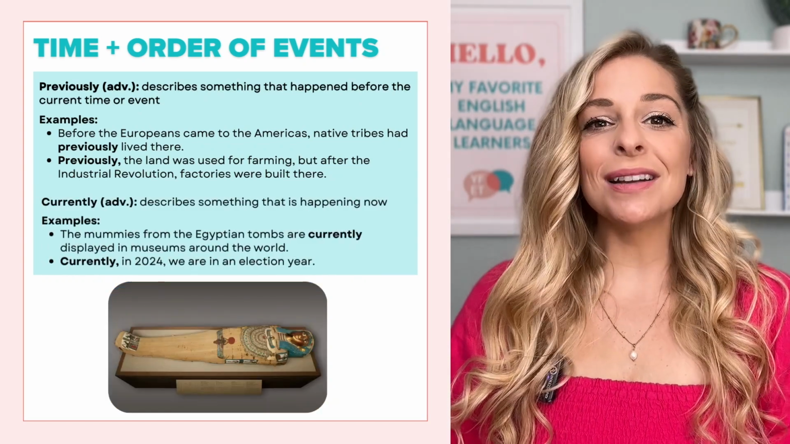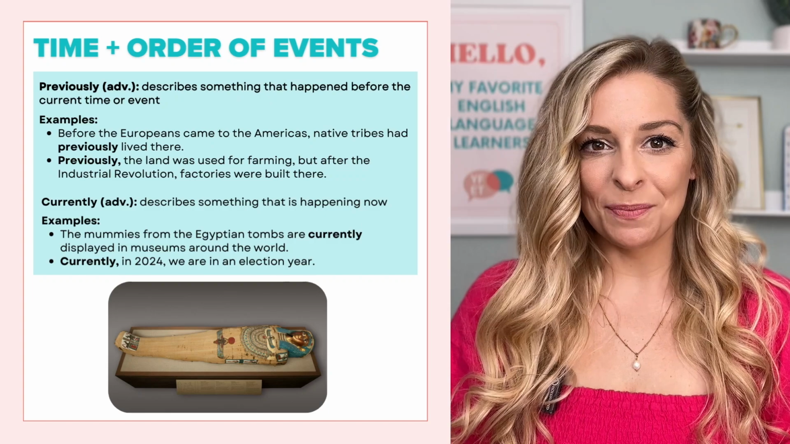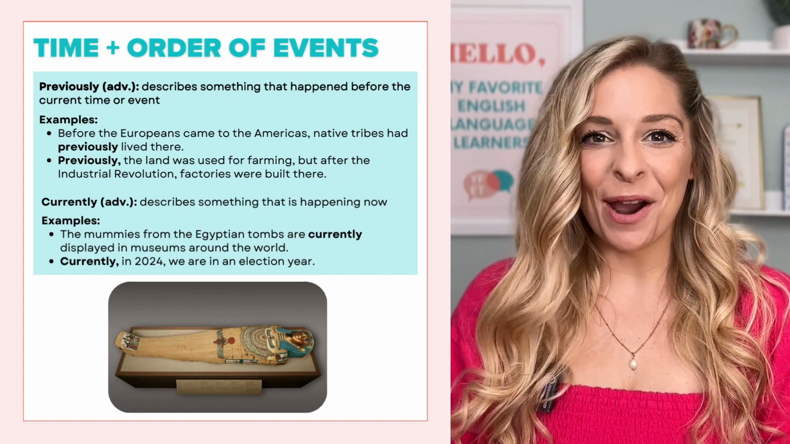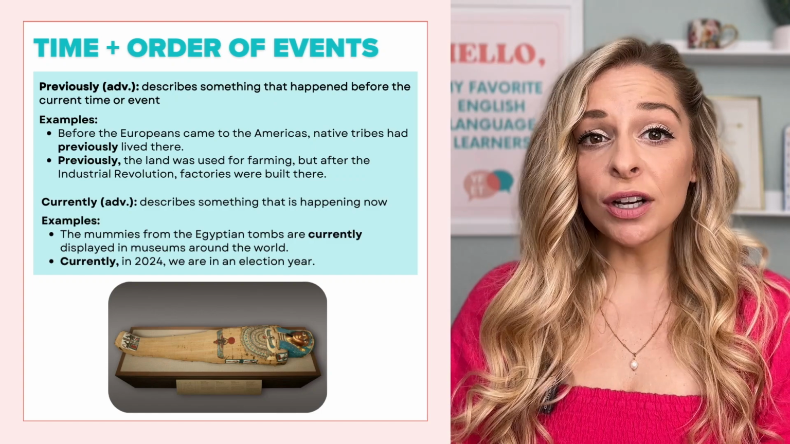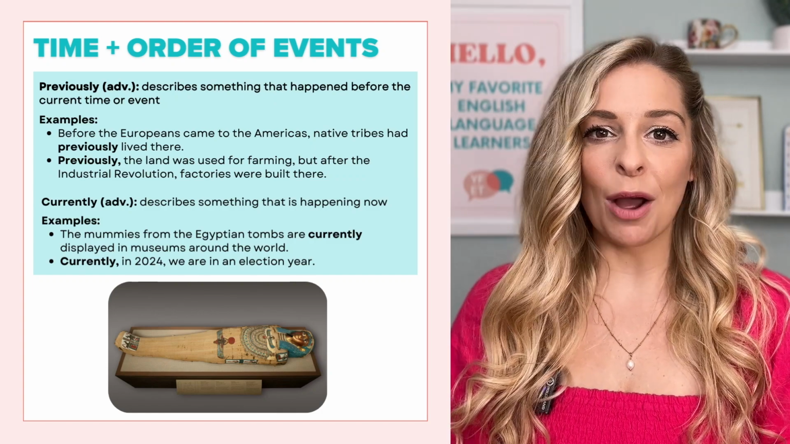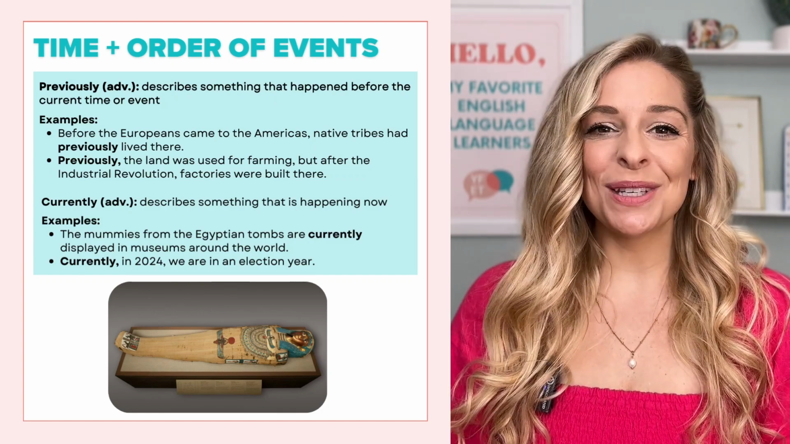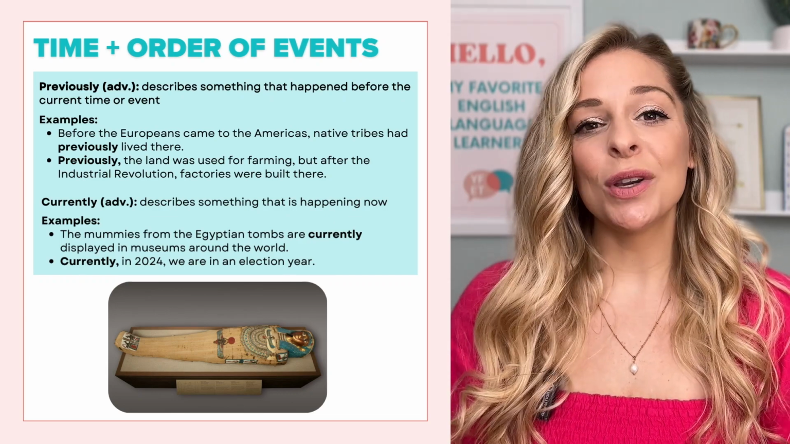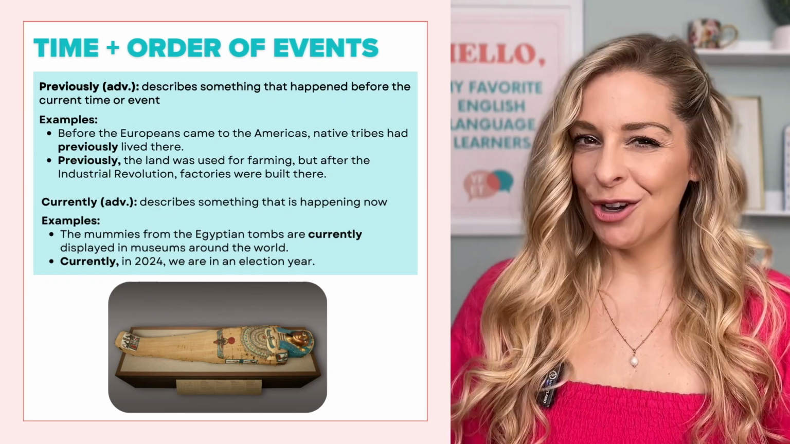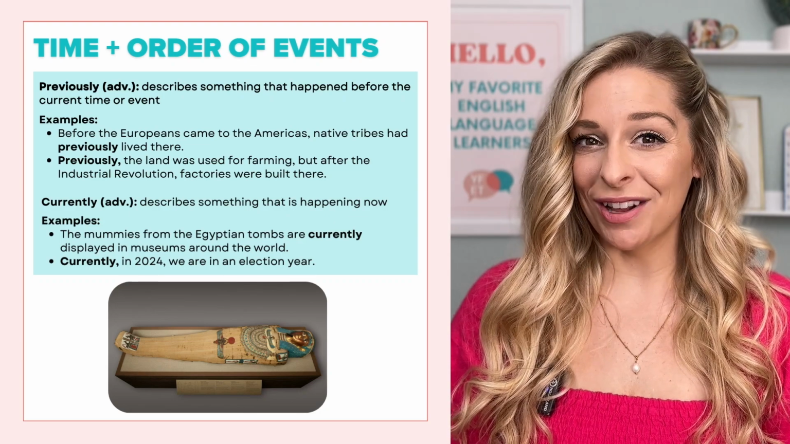And our next word, currently. This describes something happening right now. For example, the mummies from Egyptian tombs are currently displayed in museums around the world. The mummies are in the museums right now. Or you can say, currently in 2024, we are in an election year. Who do you think is going to win the 2024 election?